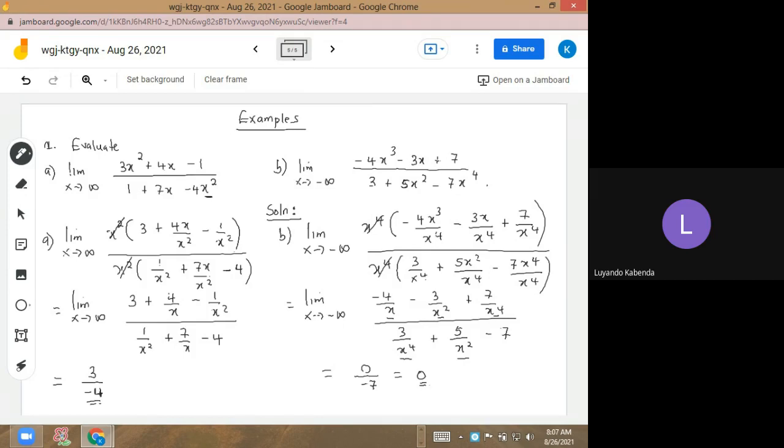Excuse me, sir. There where you've written 3 over x to the power 2, isn't it supposed to be 3 over x to the power 3? Yes. X to the power 3.